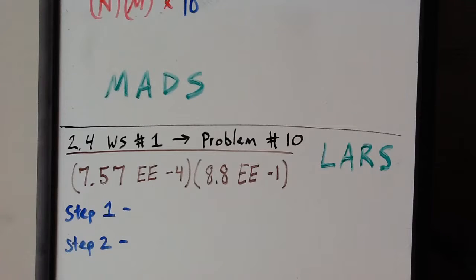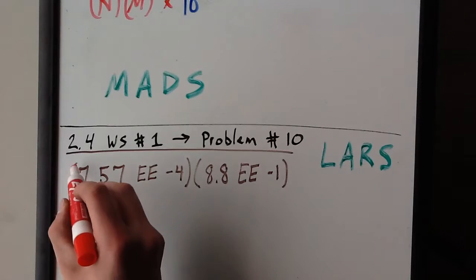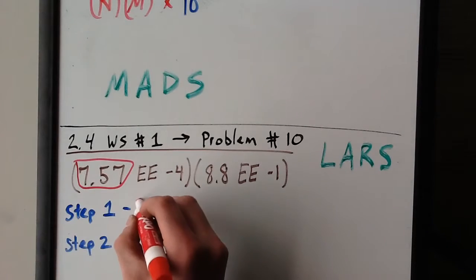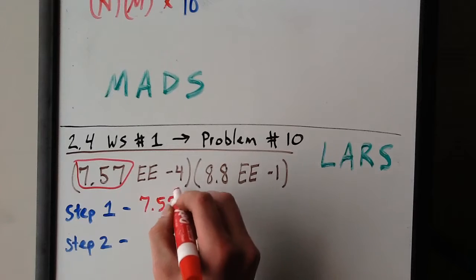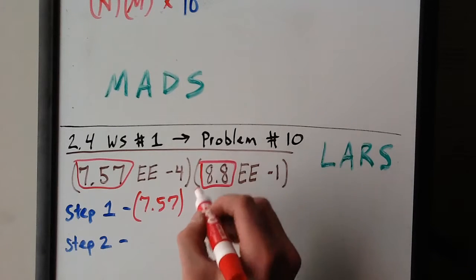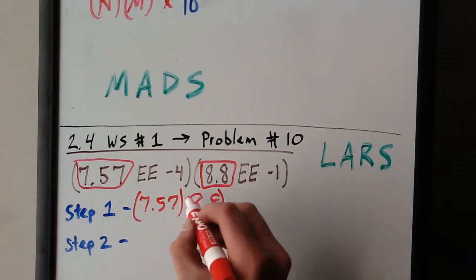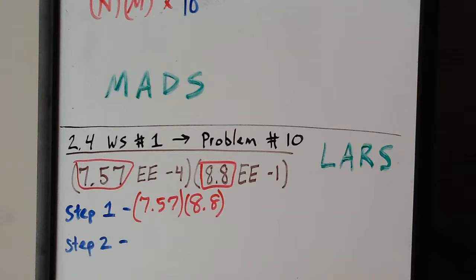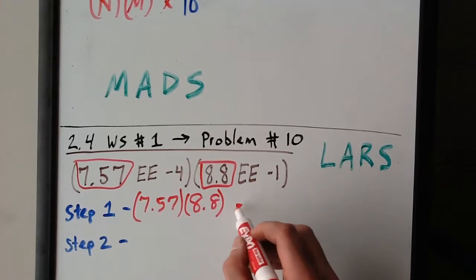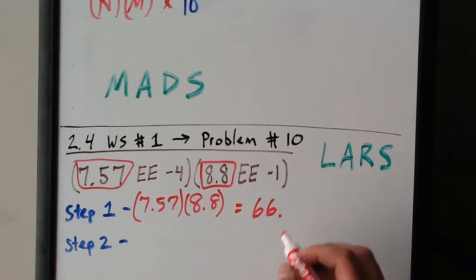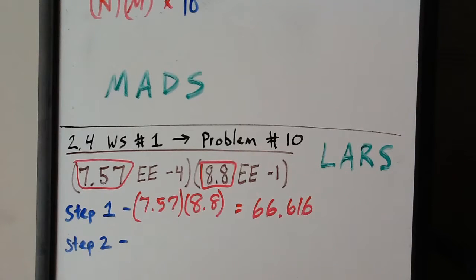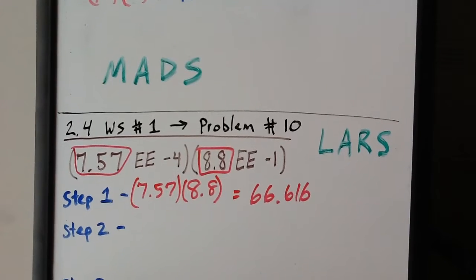So step 1 is to multiply the bases together. So I'm going to multiply this number, 7.57 times this number, 8.8. When I multiply that, I can use a calculator for this. 7.57 times 8.8 will give me 66.616. So I've done step 1 and multiplied the bases together.